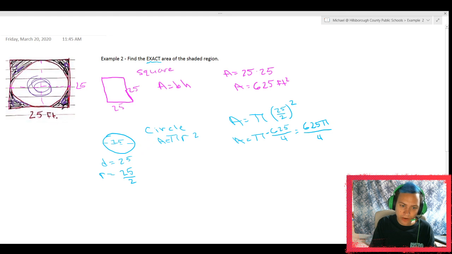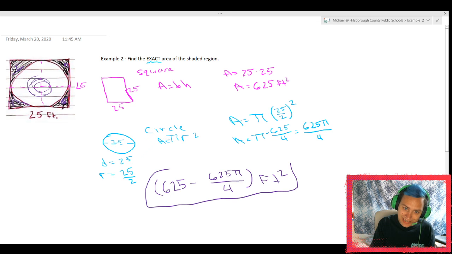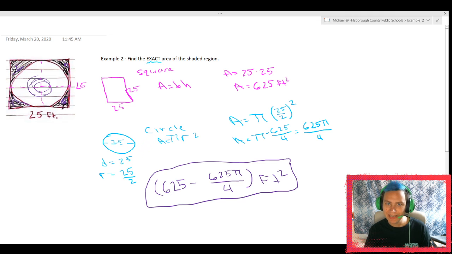So we're going to put the square first, subtract the circle from it, and then we'll put our units, feet squared. And that's the exact answer, right? It looks kind of ugly. 625 minus 625 pi over 4. It's really ugly, but that would be it.